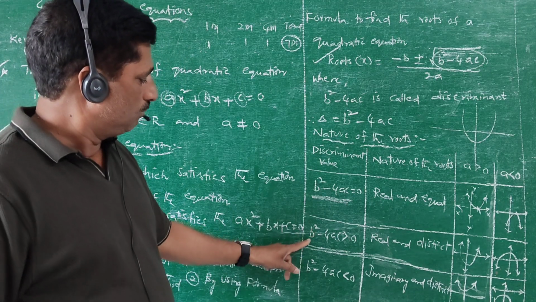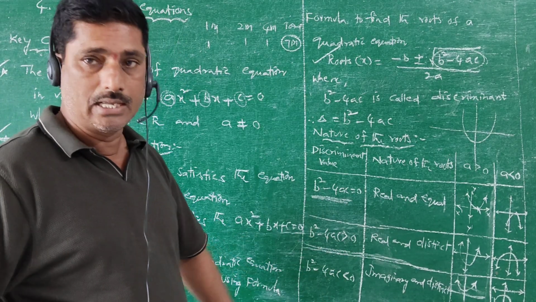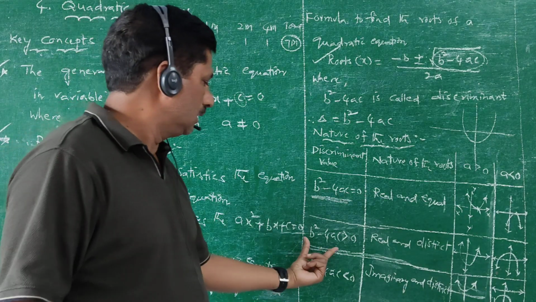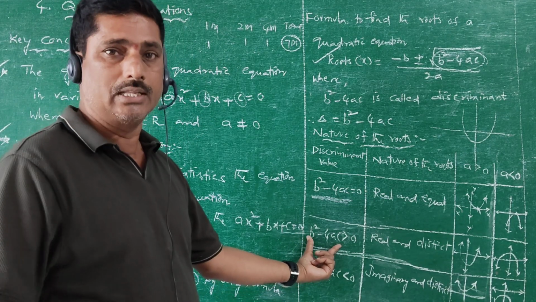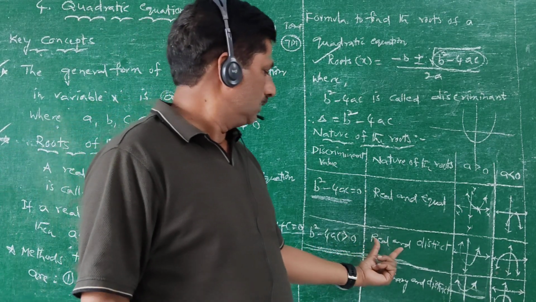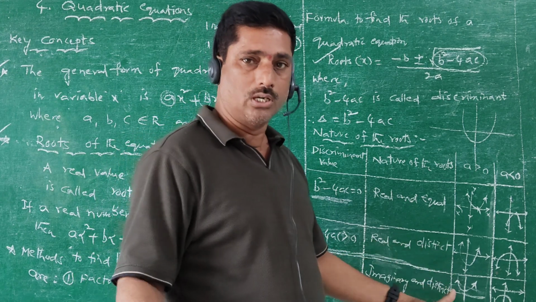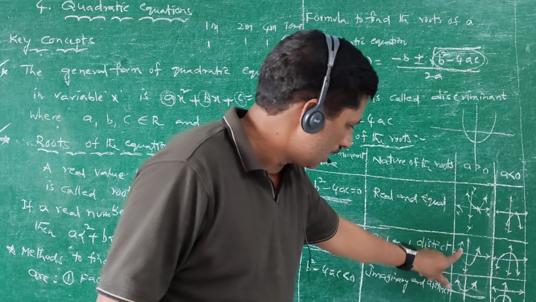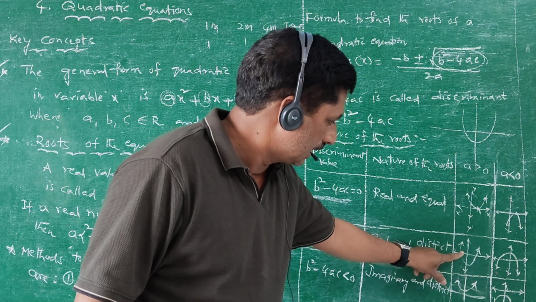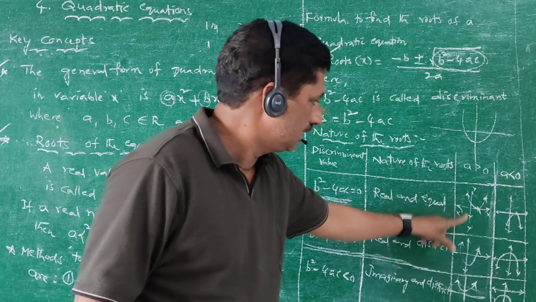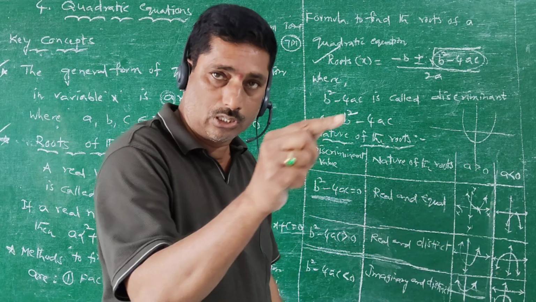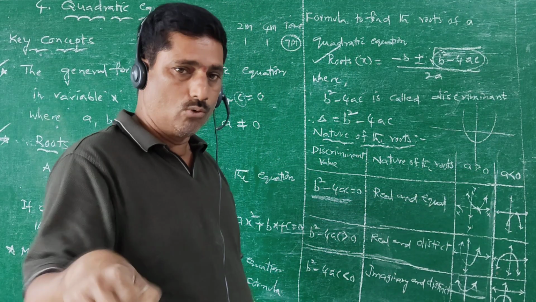Next, if b square minus 4ac is greater than 0, which is a positive value, if you get the discriminant value positive, then the roots are real and distinct, both are different. Okay? The graph will come like this parabola. It will intersect the x-axis at two distinct points, when a is greater than 0. If a is less than 0, it will open downwards, it extends downwards like this.